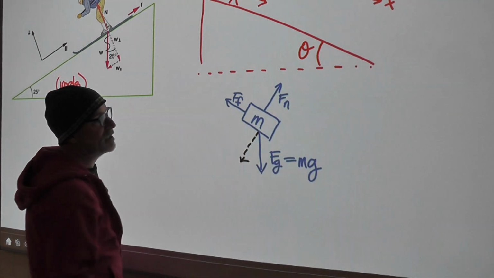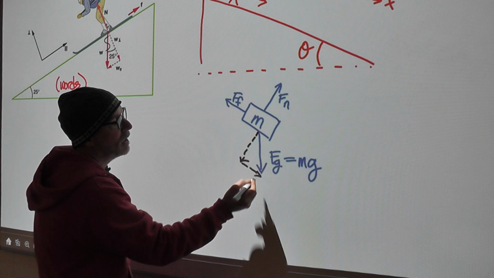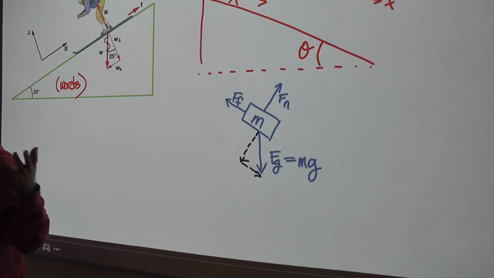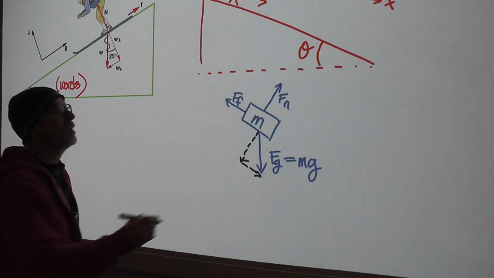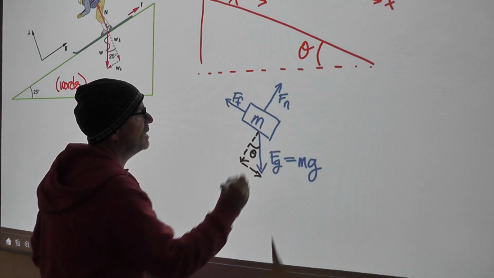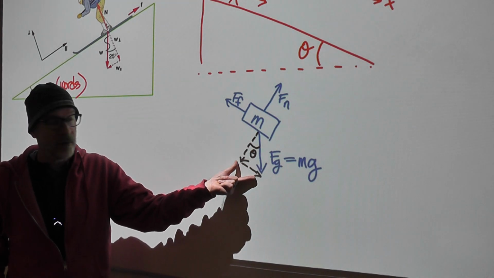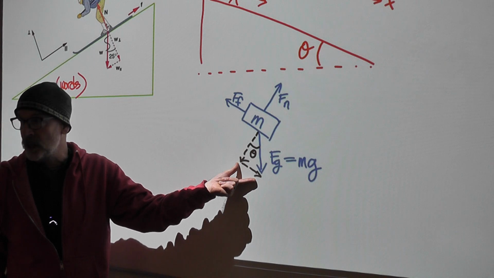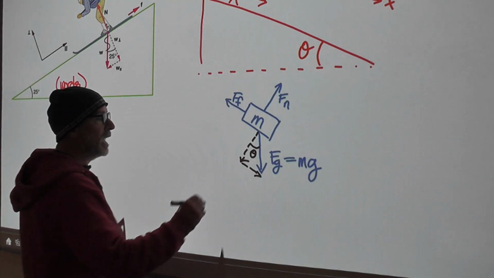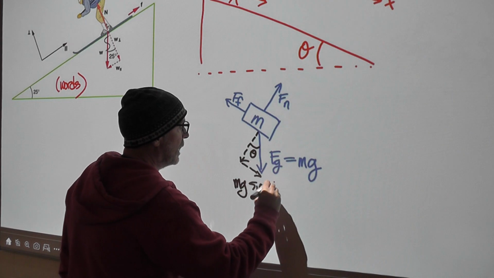And one of those pieces will be in the direction of our x-axis, like this. Now, I showed you how to do this before. For an object on a ramp, it's pretty standard that we're going to have some information about the angle of the ramp. That's going to be the same as this angle right here, which means the part of this gravitational force that's in the direction of the ramp will have a magnitude of mg times the sine of that angle.